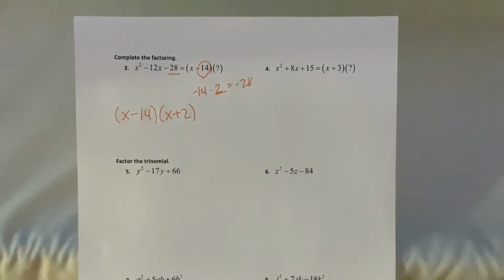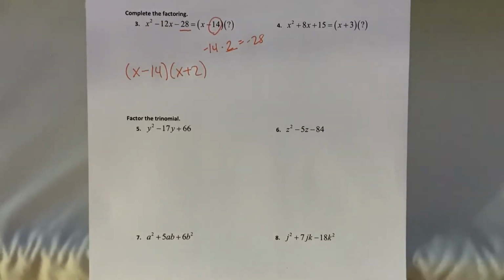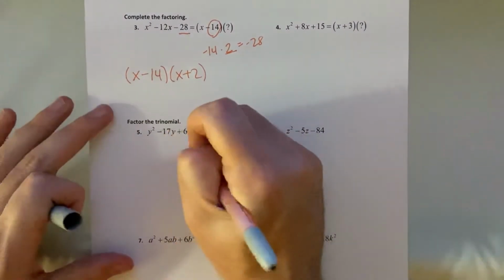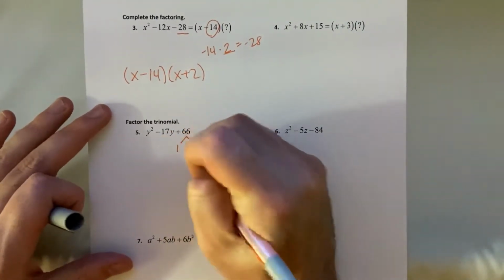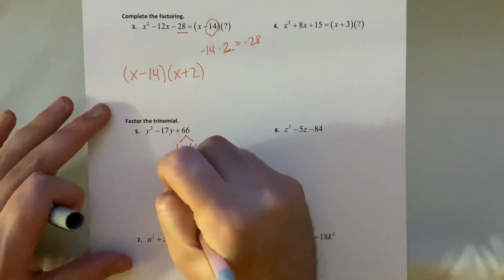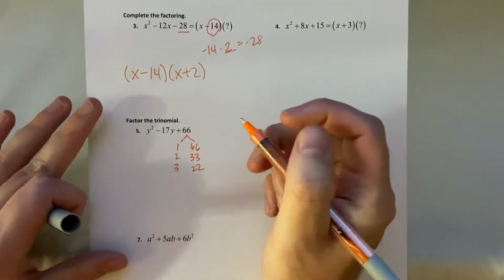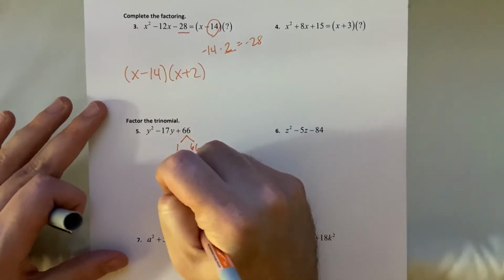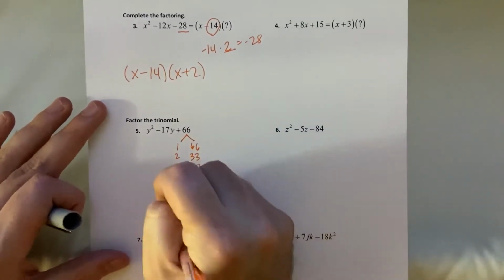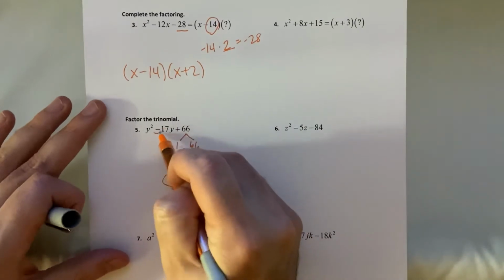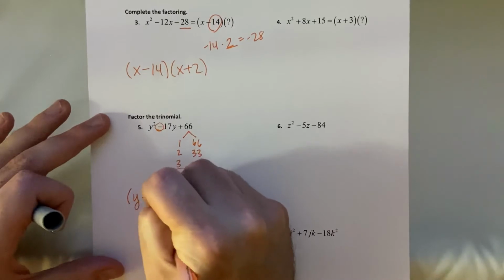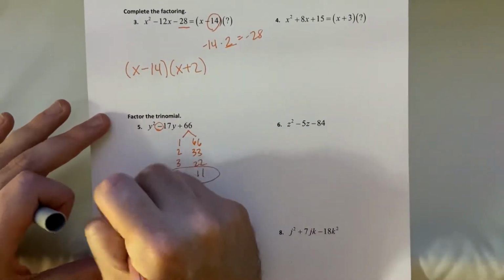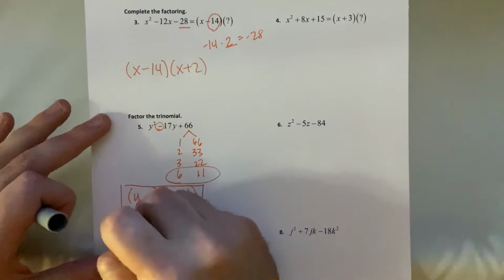I'll leave number 4 for you to practice. Let's just factor when they aren't giving us any help. y squared minus 17y plus 66. So we're looking for factors of 66. So 1 and 66, 2 and 33, 3 and 22. It doesn't go in 4, 6 and 11. Okay, so we know it's 6 and 11, and they both need to be negative. So this factors into y minus 6 and y minus 11. And that's the goal here.